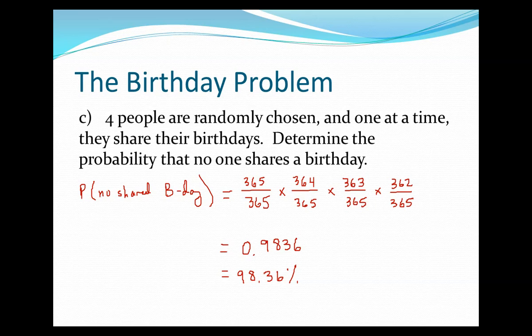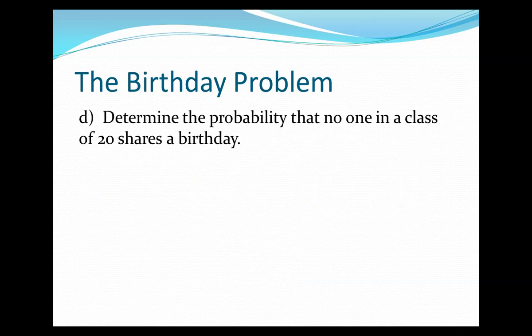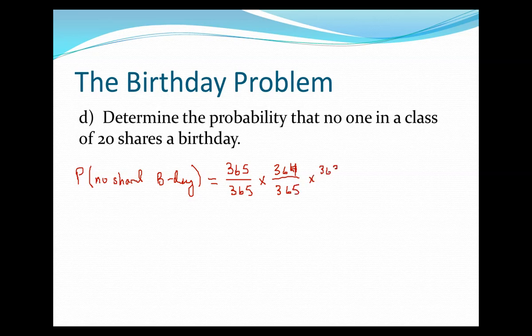So let's extend this idea to a group of maybe about 20 people. It's going to be the same idea: no shared birthday. So the first person is going to have all 365 days out of 365 days to choose from. The second person has to be a different birthday, so only has 364. And then the third person has 363. And we have to do this for all 20 people.